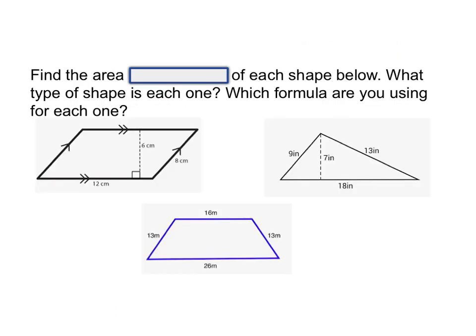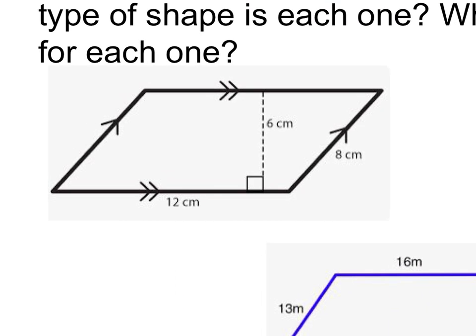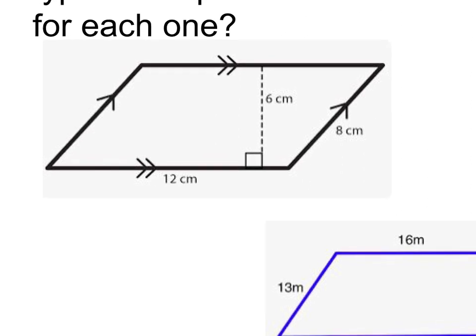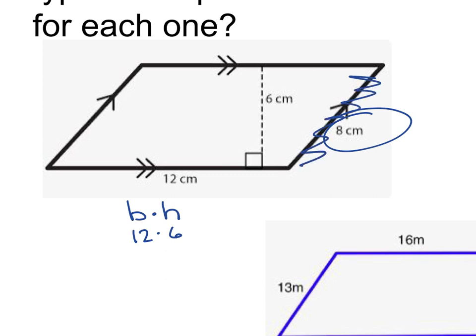All right, we're going to find the area of each of these shapes below. First, we would need to identify what the shape is and what formula we are using for each. So this first one is a parallelogram, which is base times height. So our base is 12, our height is 6. They are going to throw this in, but you should remember that we never, ever, ever use a slanty line when we're finding area, only perimeter.